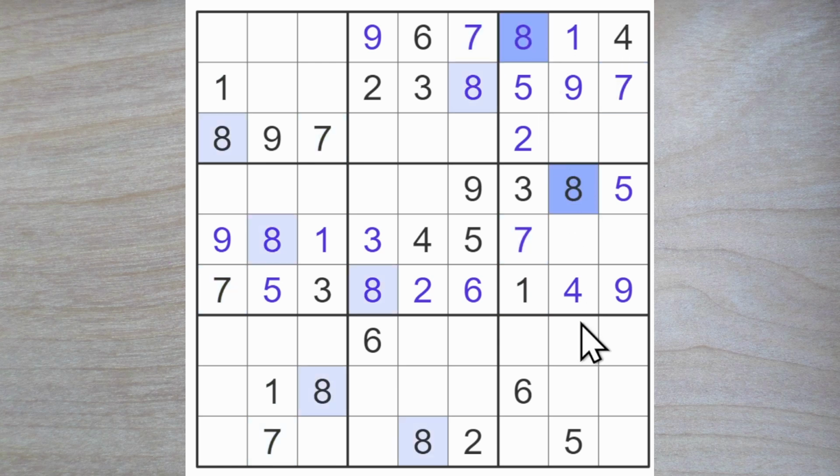These two 8s block it down. This 8 blocks across. This 8 blocks across. Here's an 8. 2 and 6 here. 3 and 6 here. Don't really know what to do with that.